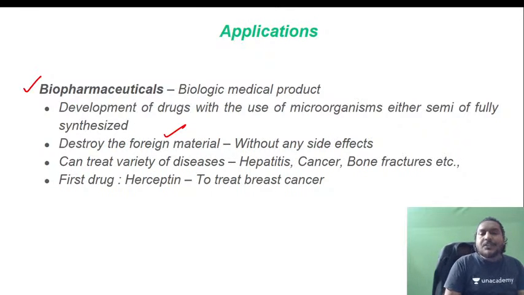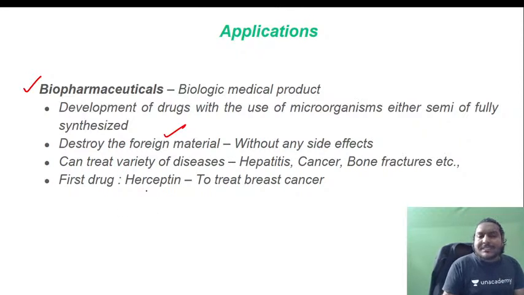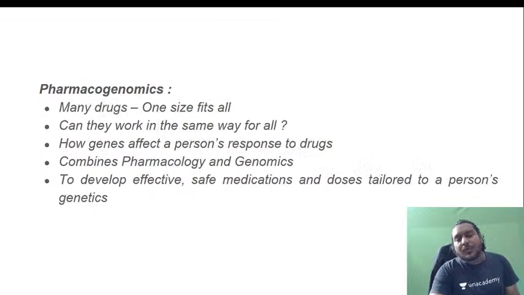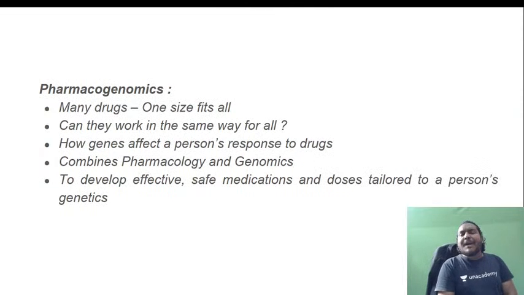It could be used to treat a variety of diseases. It could be hepatitis, cancer, bone fractures and all. The first approved such drug is called Herceptin, which is generally used to treat breast cancer. That is the benefit of biopharmaceuticals. Here comes a very important concept called pharmacogenomics. An interesting area actually, pharmacogenomics.